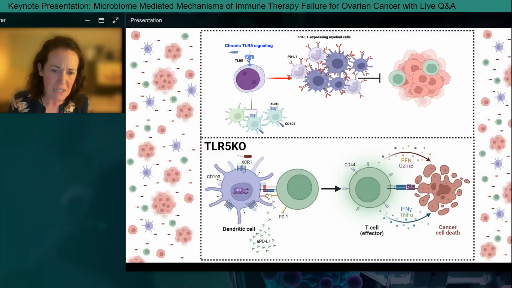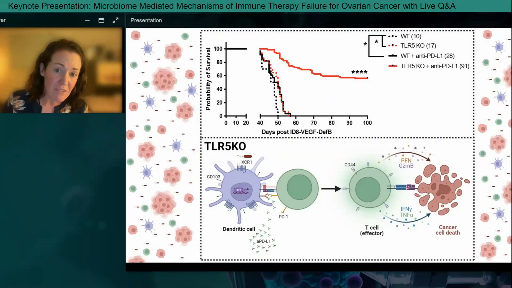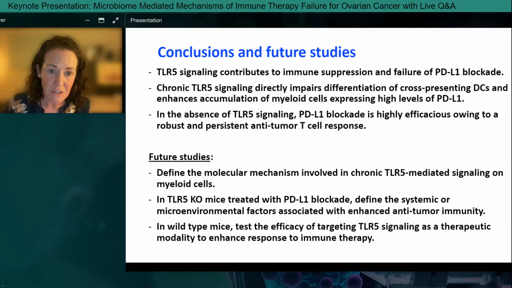And with the boost of the PD-L1 blockade, the T cells are now much better poised to elicit effector activity against tumor cells, leading to a significantly improved survival outcome for ovarian cancer. And so, ultimately, these data demonstrate that TLR5 signaling contributes to immune suppression and failure of immune checkpoint blockade. And we've also confirmed that this is the case with CTLA4 blockade as well. And so it's not just the PD-L1, PD-1 signaling pathway.